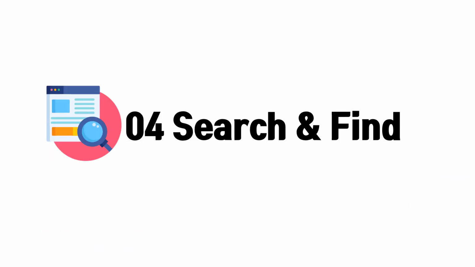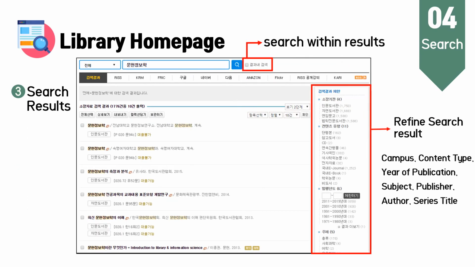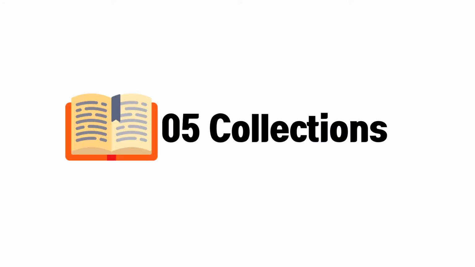Let's take a look at how to search items using library website. Please log in first. Choose the tab according to your search, such as Integrated Search, Collection, Electronic Data, and type in the search keyword. You can also do advanced search. You can search by types, year of publication, and others. You can also search on mobile application.